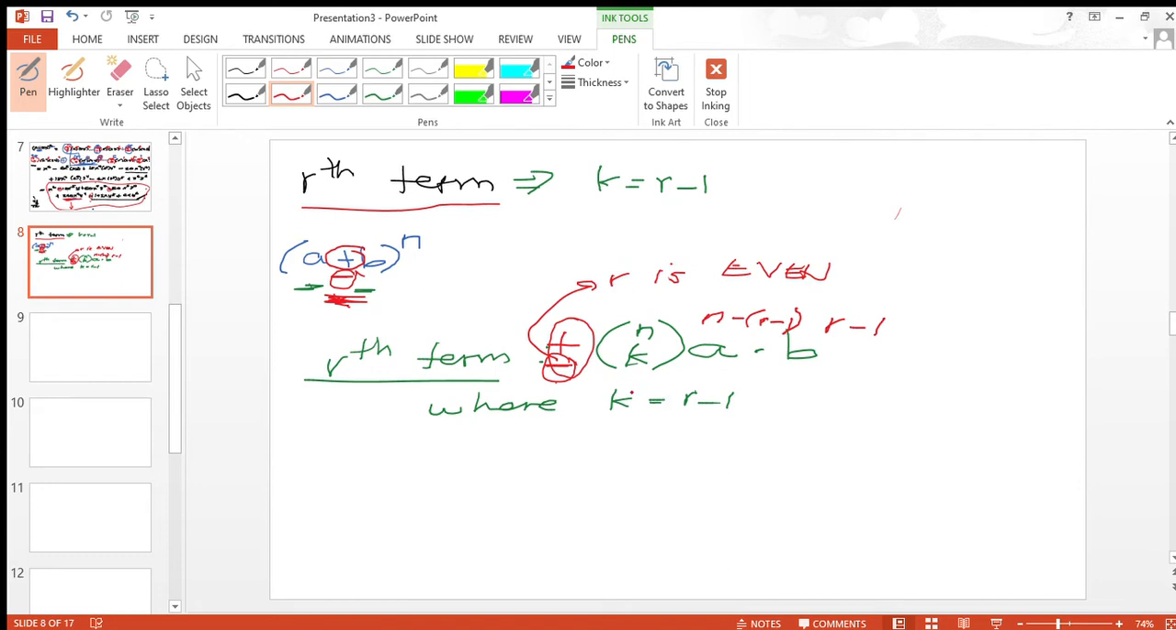Of course, here we can already change our k by n minus r. Therefore, if we will now finalize our formula, for the rth term, it will now be n combination k, where k is r minus 1. That's the numerical coefficient. And then this is a raised to n minus the quantity r minus 1, and then b raised to r minus 1. So we need the value of r. Let's look at an example.